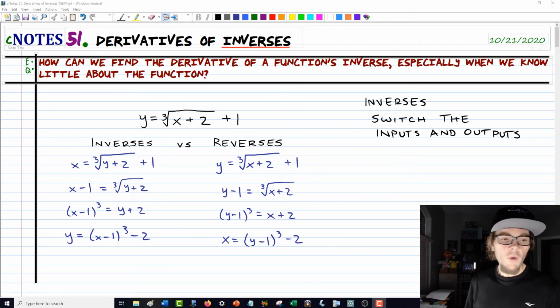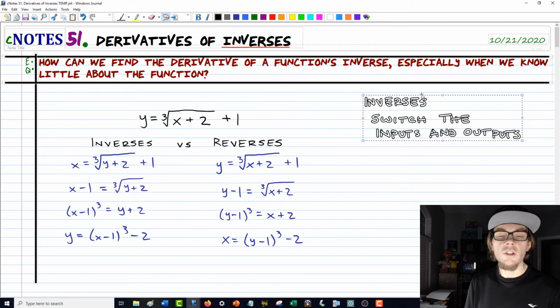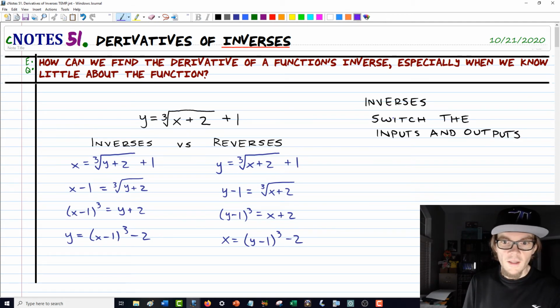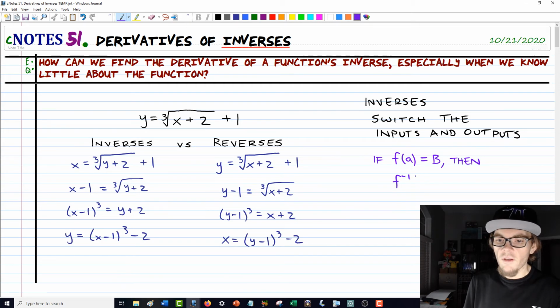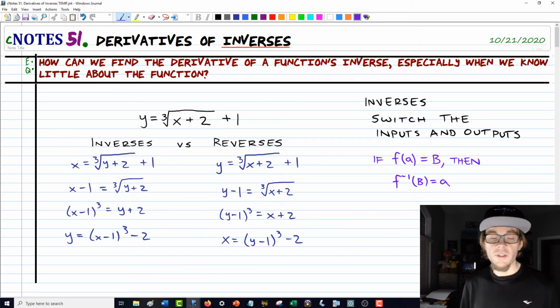So in any event, what you can see here are the two different pathways that you could take. And you'll notice the answers at the end of each pathway are very similar. There's just one small difference. To talk about an inverse, the inverse is the relation that switches the inputs and outputs. And the best way to describe that would be this. If you have something such as f of a equal to b, then f inverse of b is equal to a. So it literally switches the inputs and outputs.